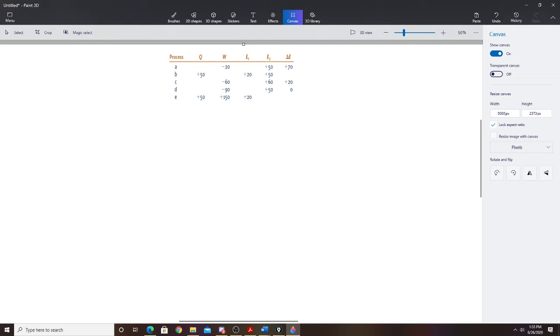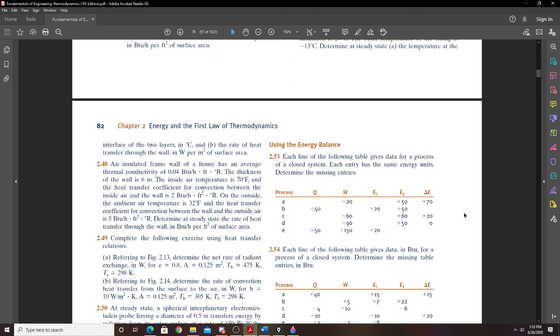So essentially how this one works out is, let me read it. It says each line of the following table gives data for a process of a closed system. Each entry has the same energy units. So it could be kilojoules, whatever it is, but it doesn't matter. You just need these numbers. Determine the missing entries. Okay?